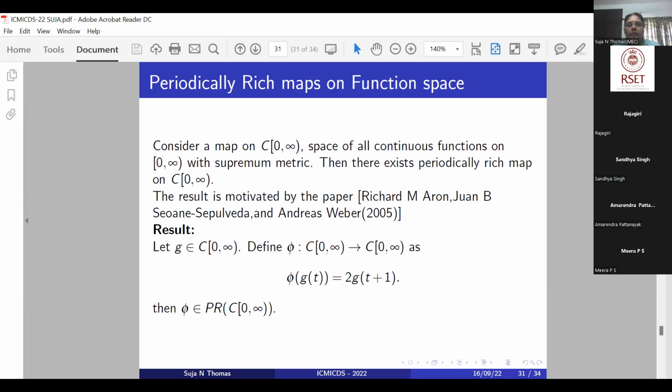Now, the periodically rich maps on function space. We consider a map on the space of real continuous functions on [0, infinity) with supremum metric. We could show that there exist periodically rich maps on C[0, infinity). We define phi on C[0, infinity) as phi of g of t is equal to 2 g of t plus 1 for g belonging to C[0, infinity). And then we could show that phi is periodically rich.